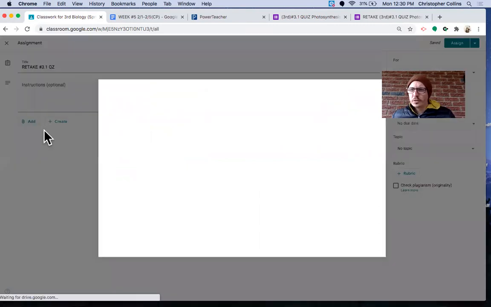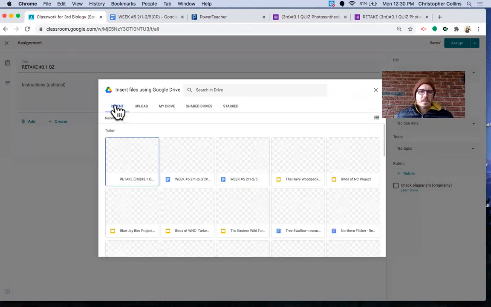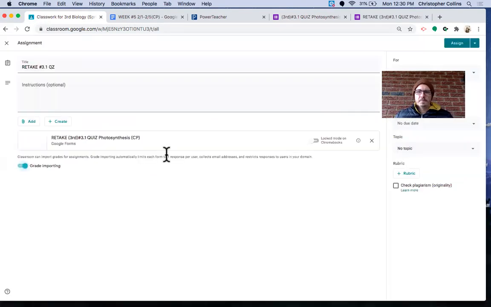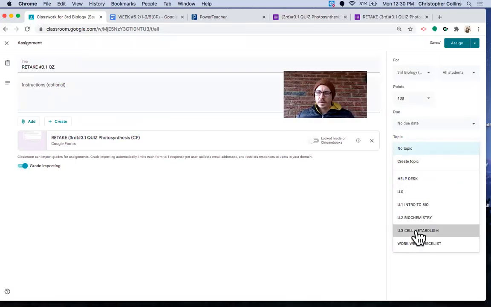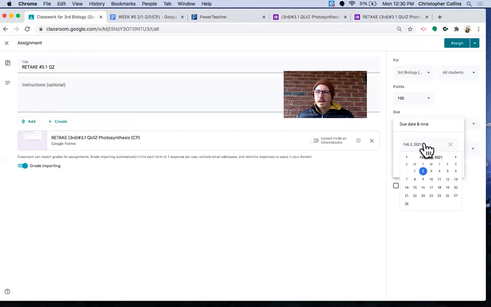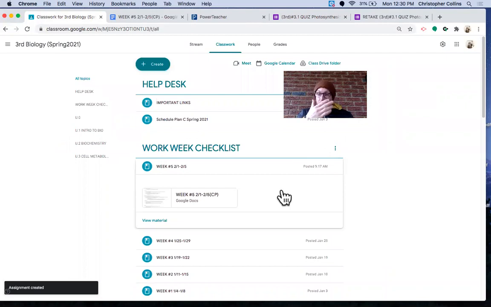And so now you guys are getting a little tour of how this is done. Make sure that I click on the right one. And I'll put it underneath our Unit 3 cell metabolism. I'll make it due by, what is today? Today's Monday. Okay, this is due by tonight. And assign. So we just went over it. So if you want to go and try to take the quiz again for a higher score, you can.